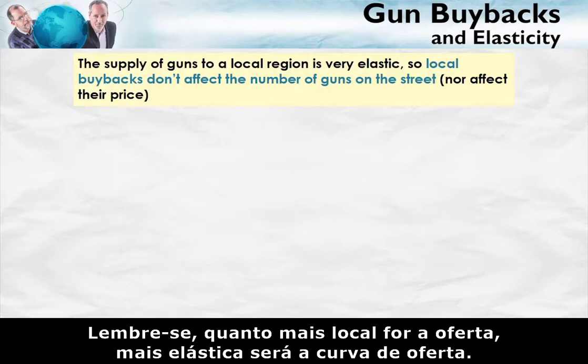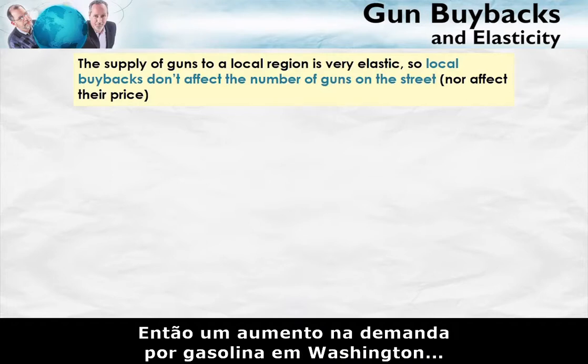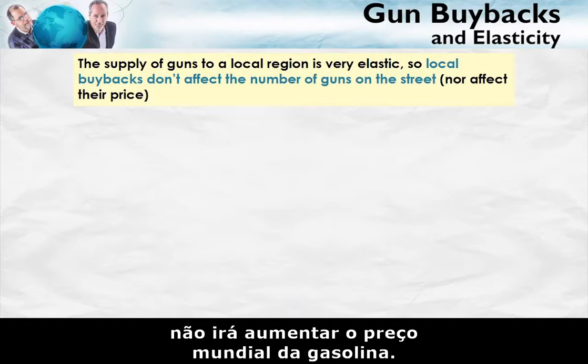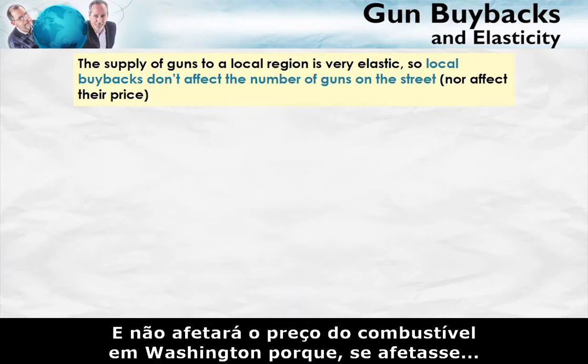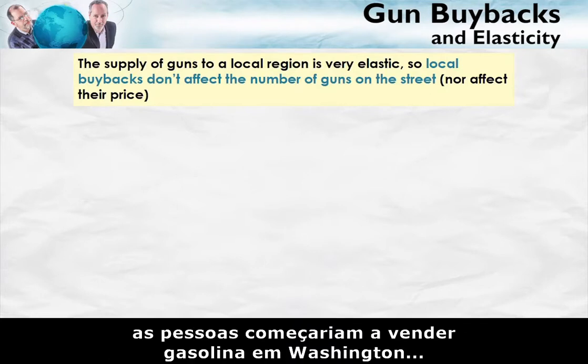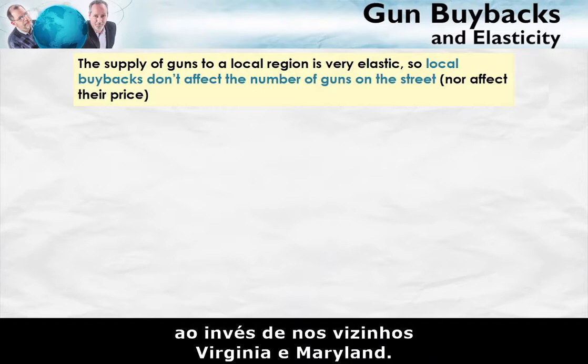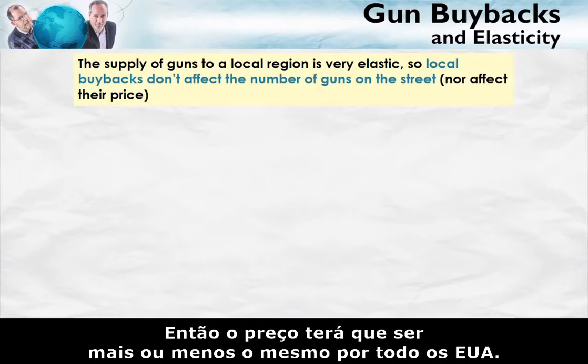Remember, the more local the supply, the more elastic the supply curve. So an increase in the demand for gasoline in Washington, D.C., is not going to increase the world price of gasoline. And it's not even going to increase the price of gasoline in Washington, D.C., because if it did, people would start to sell gas in Washington, D.C. instead of next door in Virginia or Maryland. So the price has got to be about the same throughout the United States.